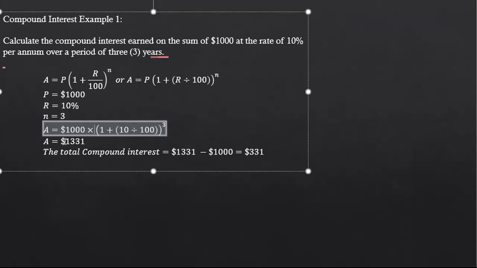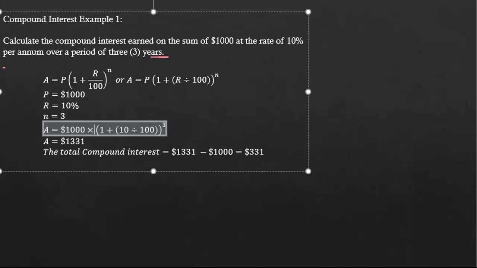So our total amount that we get, plus interest, is $1,331 after 3 years. However, we want only the compound interest. So the total compound interest would be 1,331 minus 1,000. We take the total amount and subtract the principal to get our total compound interest, which is $331.